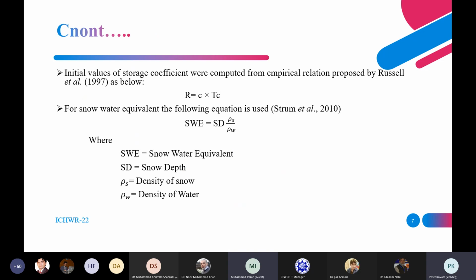Next, the initial values of storage coefficient were computed from the empirical relation proposed by Russell as below. R is equal to C multiplied by TC. Here C is proportionality coefficient. The values change for different areas. Its value is 1.1 to 2.1 for urban areas.